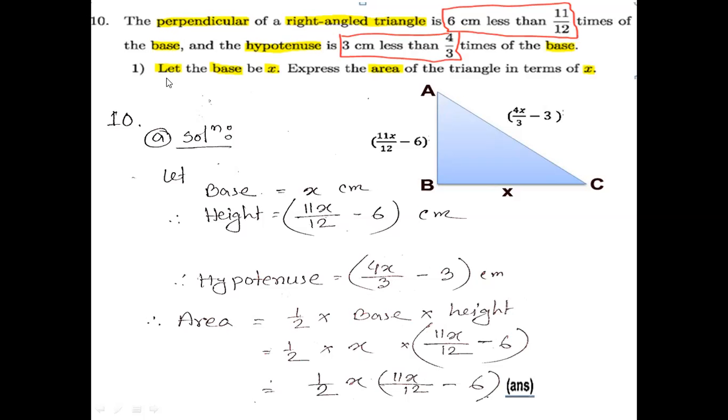Our first question says let base be x, express the area of the triangle in terms of base. So we have to find the area. The area equals half into base into height, that will be half into x into this, because base is this, height is this. Putting the value of this, you will get your final answer.